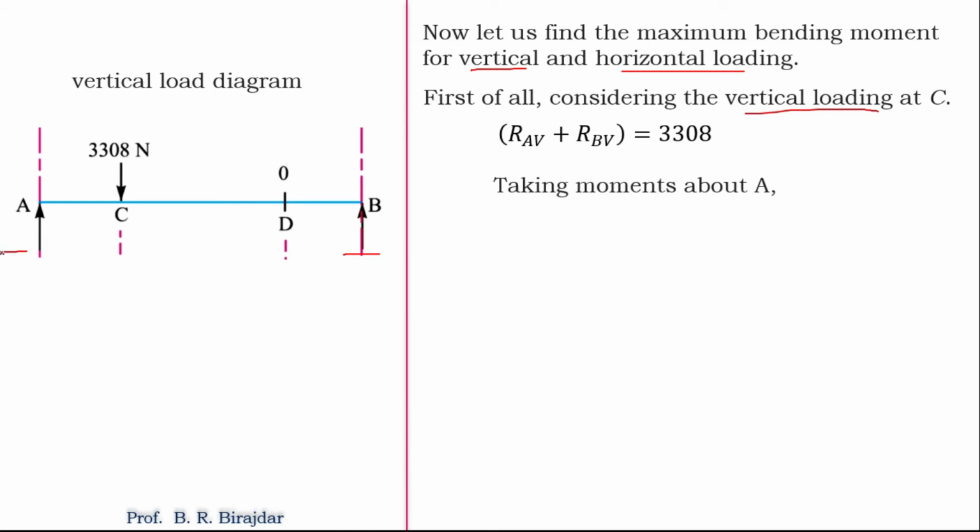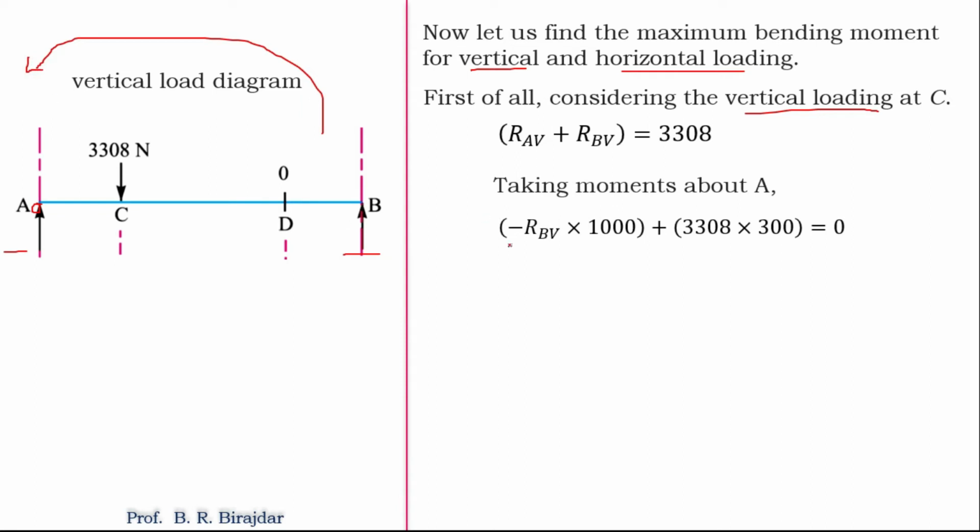So again we will take moment about the point A, right? So if you take reaction at point B in vertical direction into this perpendicular distance, that is the 1 meter, and it is acting in the anti-clockwise direction, therefore it is minus RBV into 1000, plus the downward direction load 3308 into this distance, that is the 300, and it is acting in clockwise direction, so therefore it is positive.